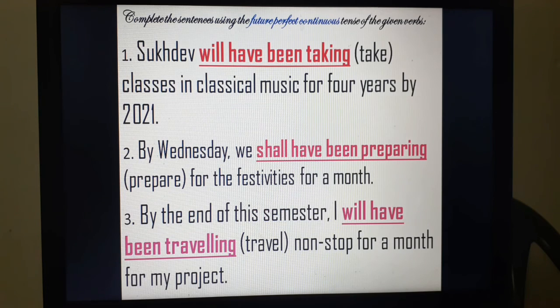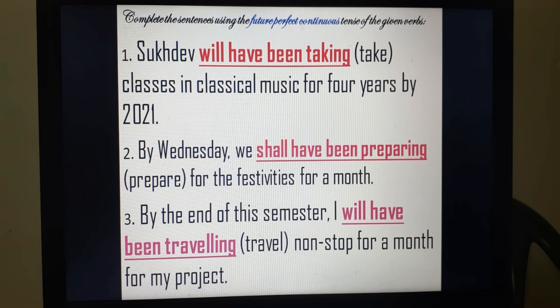Let's see one more exercise with future perfect continuous tense. And the instruction goes, complete the sentences using the future perfect continuous tense of the given verbs. Shukdev dash take classes in classical music for 4 years by 2021. So, the verb is take, and as we know, the structure for future perfect continuous is will plus have plus been plus verb plus ing. So, the answer is will have been taking.